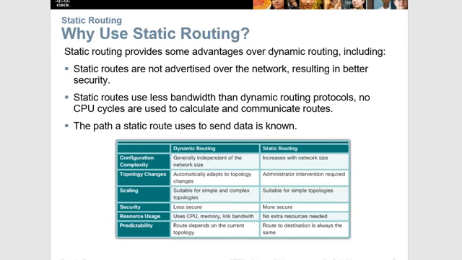So why use static routing? We have a couple pros and cons here and some advantages listed up at the top. They're not advertised over the network. That's going to result in better security. Dynamic routes are shared by default. Static routes use less bandwidth because you're not constantly sharing routing updates with other routers in your network, in your topology. No CPU cycles are used to calculate and communicate routes because you're entering them manually and you're not communicating them. The path a static route uses is known. You typed it in, it's known, it's an entry you made yourself.